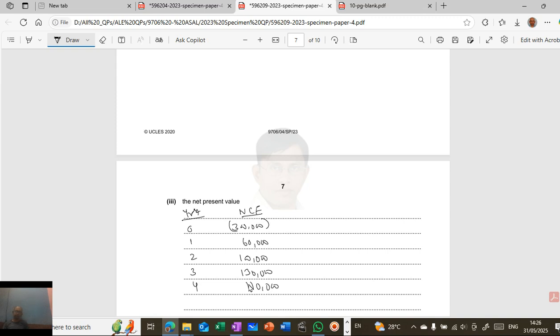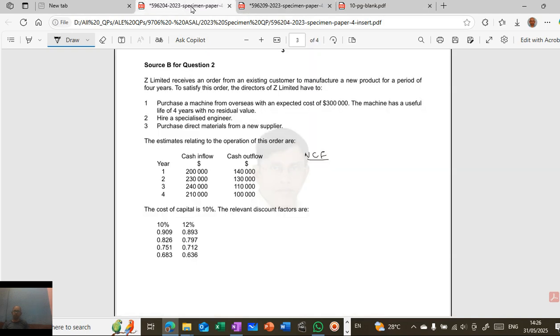After doing this, how do you calculate? Then we take discounting factors. Correct. Which discounting factor do you have to take? They have given 10% and 12% also. Which one? We need to take 10%. Why?